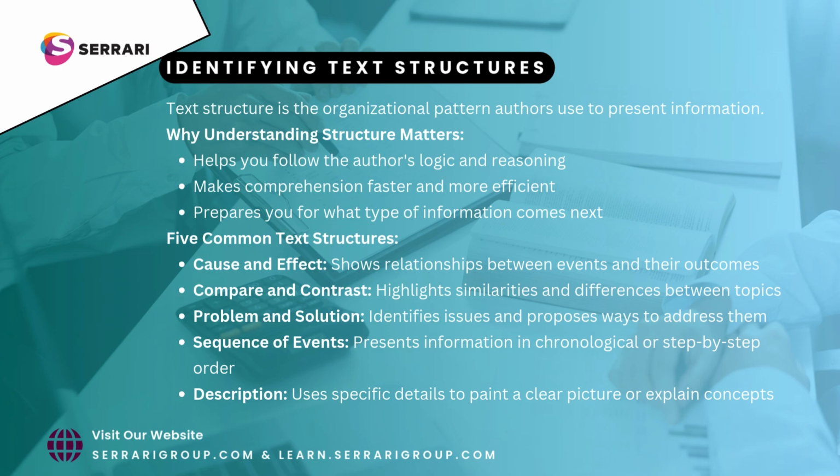Five common text structures. Cause and effect: shows relationships between events and their outcomes. Compare and contrast: highlights similarities and differences between topics. Problem and solution: identifies issues and proposes ways to address them. Sequence of events: presents information in chronological or step-by-step order. Description: uses specific details to paint a clear picture or explain concepts.